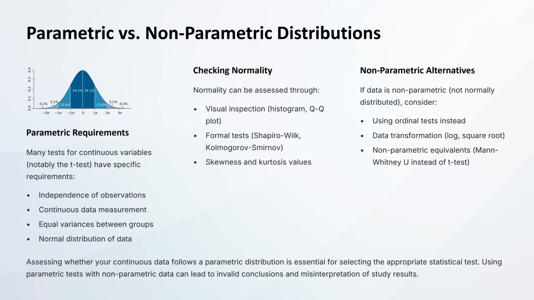A little more on normal versus non-normal distributions, or parametric versus non-parametric distributions. Basically, parametric or normally distributed variables are the most common we see. That's the traditional bell curve I'm showing right here. Okay, and there are many tests for continuous variables that are normally distributed. We have to make sure they have independence of observations, they're continuous data measurements, and there's equal variance between the groups, and so then they have a normal distribution of data, and we can apply things like t-tests and ANOVAs.